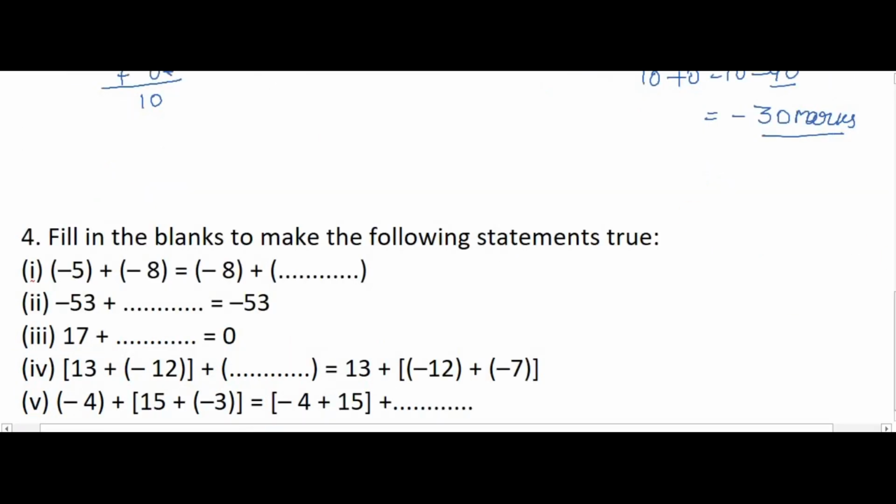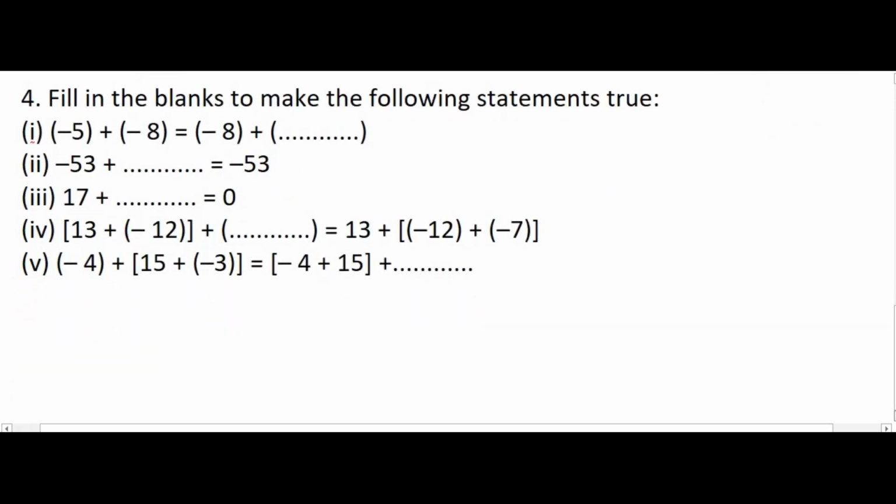So now we are moving on to the next question. Fill in the blanks to make the following statements true. -5 plus of -8 is equal to... So here which is missing? -5 is missing, so here we are going to write -5. -53 plus something will give you -53. So the same number should come, meaning it should be adding 0, because by adding 0 to any number the answer will not be changed.